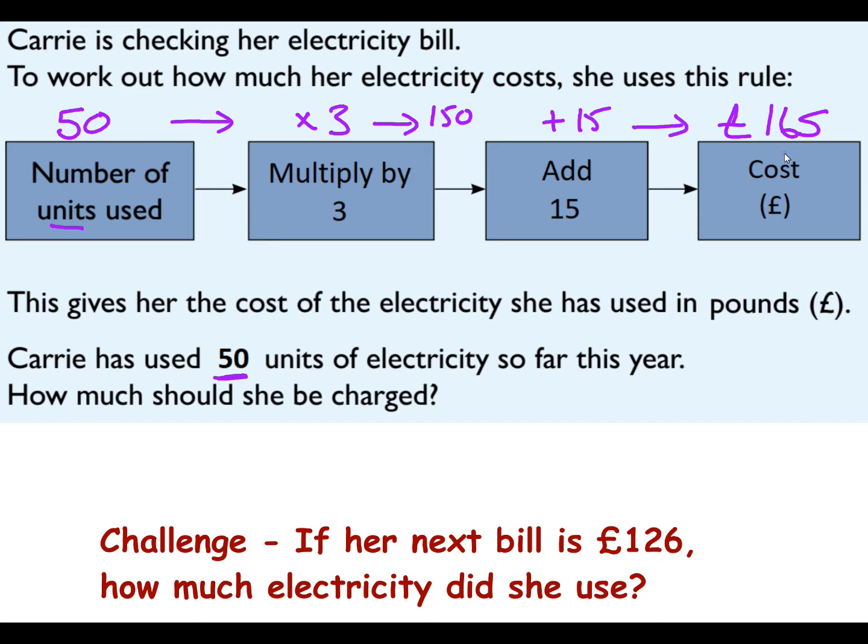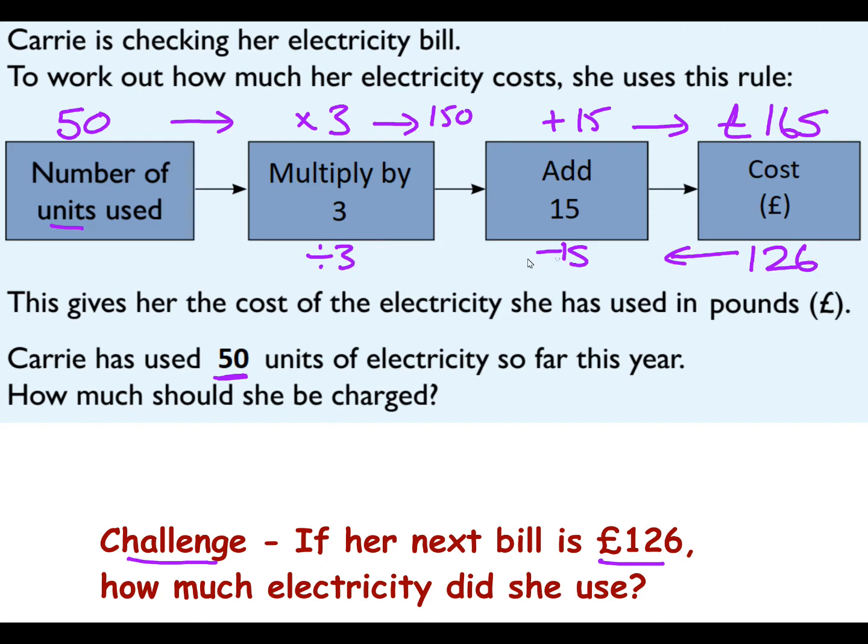Now, sometimes you can go in the opposite direction on a flow diagram when you're given the thing at the other end. So our challenge down here says, if her next bill is £126, how much electricity did she use? So the £126 is at this end. So we need to go back the way to work out how many units we've got. Now, if we go in this direction, we reverse what it is we did in these boxes. So instead of adding 15, we're going to subtract 15. Instead of multiplying by 3, we're going to divide by 3 when we come back the other way.